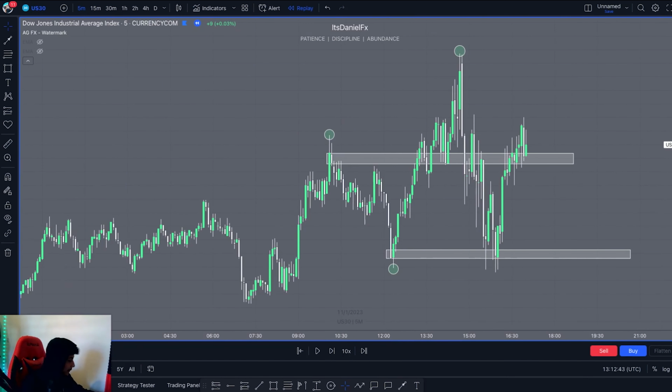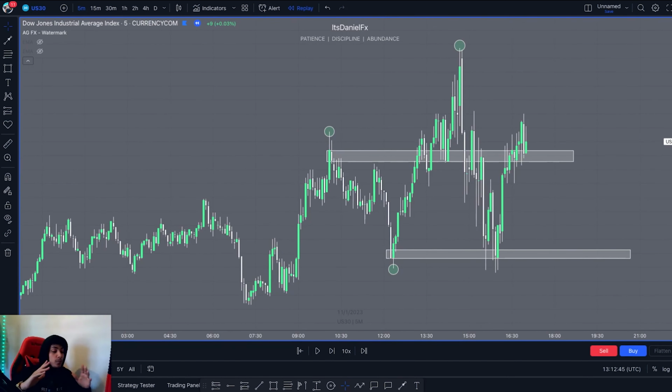So boom, right there. That's how I draw my key levels. Super, super simple. It's nothing groundbreaking, but you're just looking at structural highs or structural lows. And again, this works in both ways, in an uptrend and in a downtrend. It's the exact same principle.